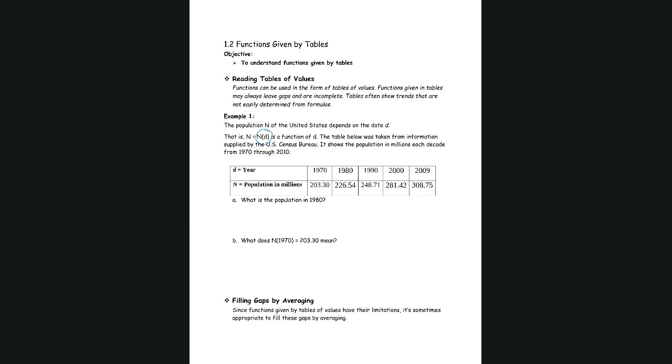From this table, I can easily find the population in 1980. The population in 1980 is 226.54 million. I must answer in a complete sentence. So I write my sentence here: The population in 1980 was 226.54 million.